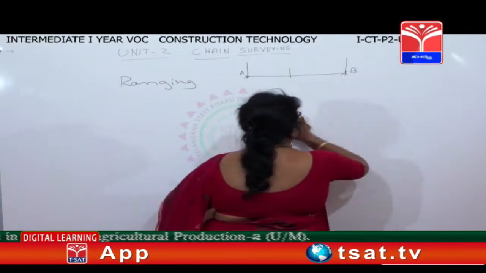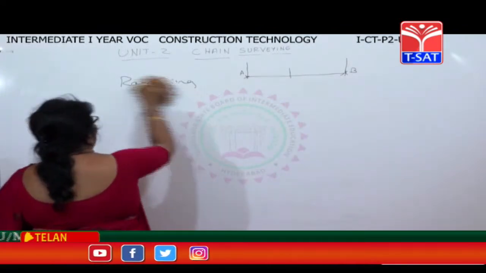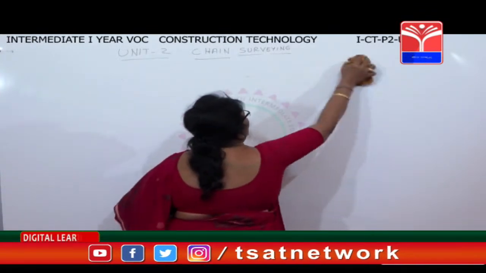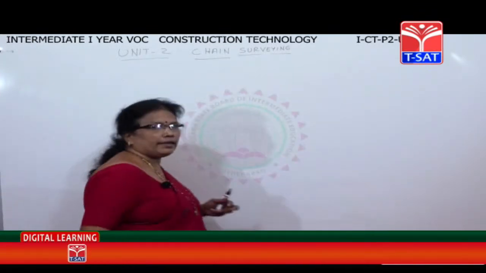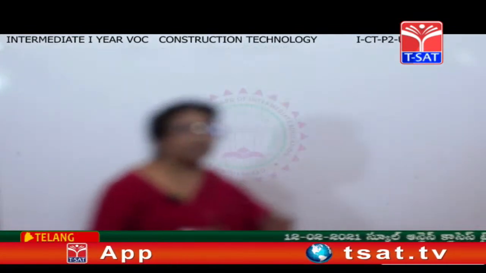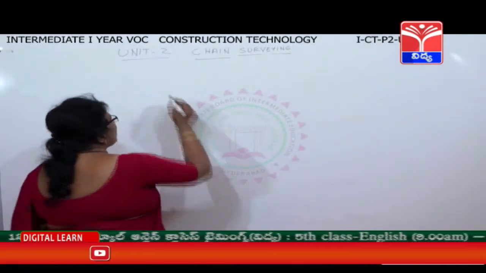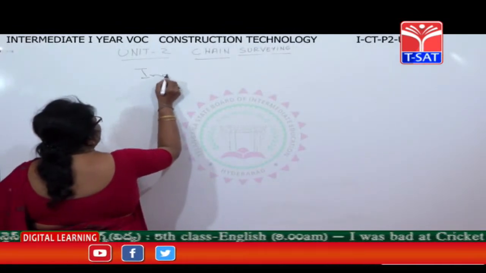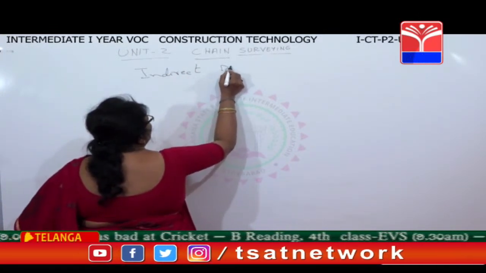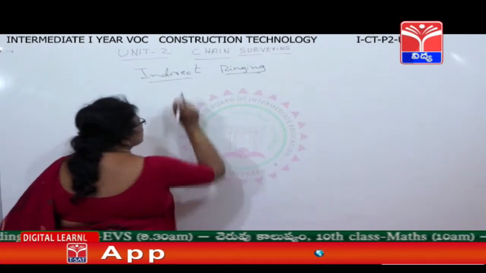In which situation are we going to do indirect ranging? We do indirect ranging when both points are not visible, when some high ground, a mountain, or a building intervenes between the two end points. This is the most important thing, a most important question and answer.